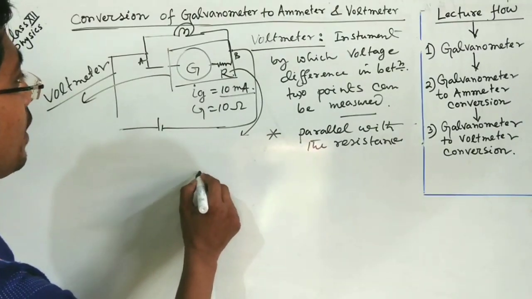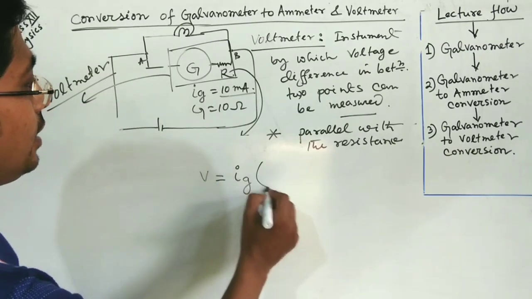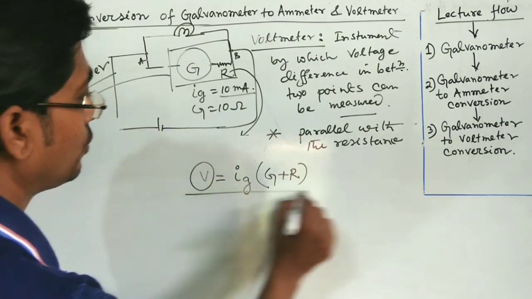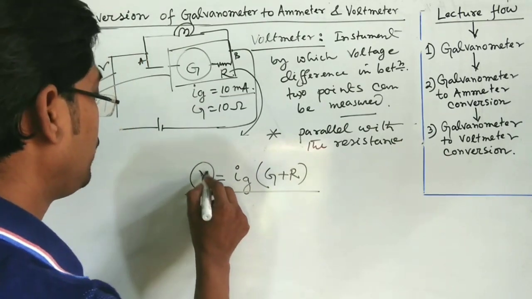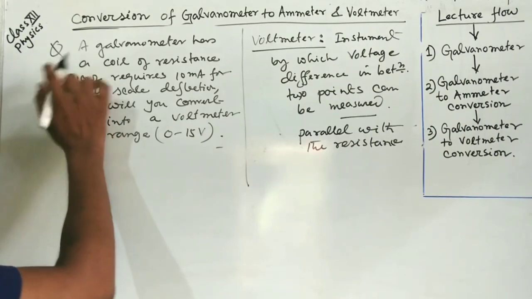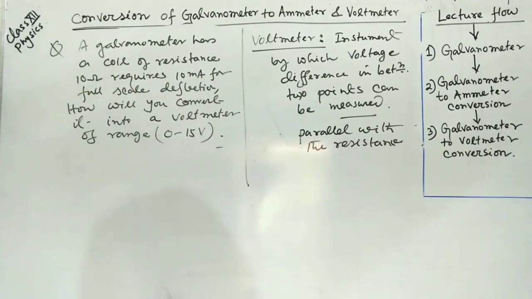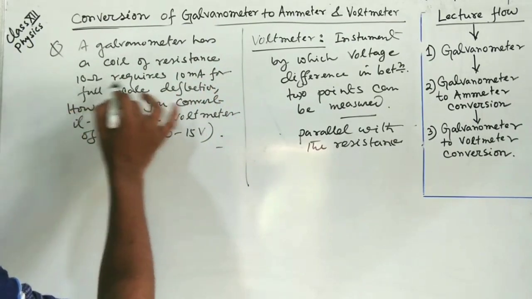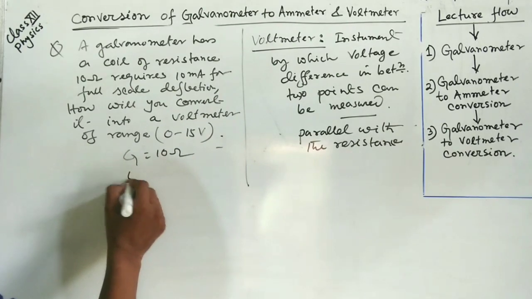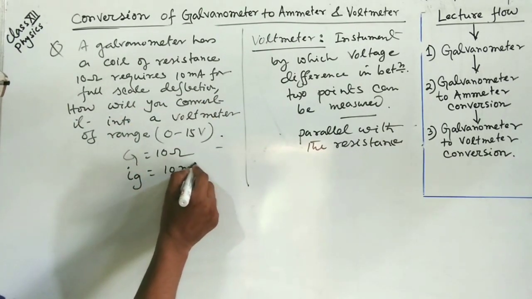The formula will be V is equal to Ig into G plus R. So this is the formula for the voltage. Now we have written the question. A galvanometer has the same problem. What problem did I give you? The galvanometer has a coil of resistance 10 ohm, so G is equal to 10 ohm. It requires a 10 milliampere current, the maximum allowable current for full scale deflection.